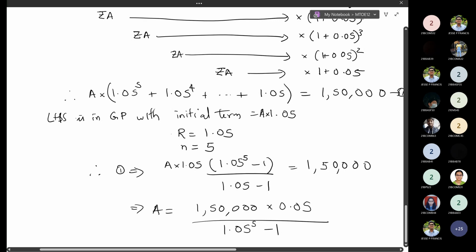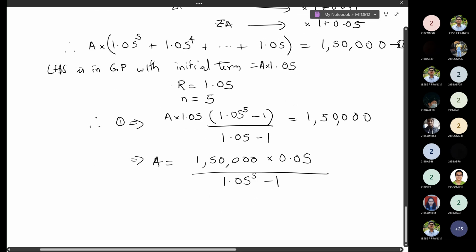What will be this amount? Will be equal to 27,146.22 rupees. 27,146. You got the idea, right? But why do we multiply A with 1.05?